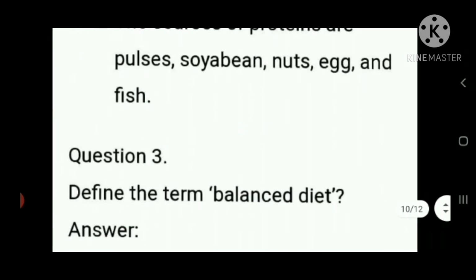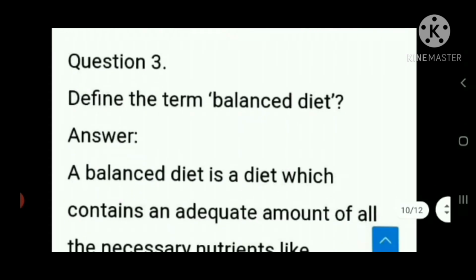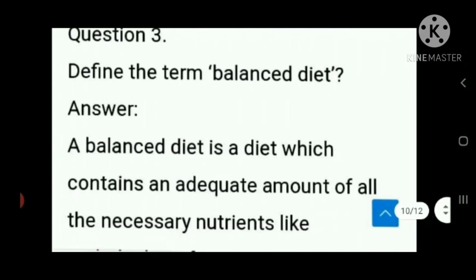Okay, now let us move on to the next question. Define the term balanced diet.